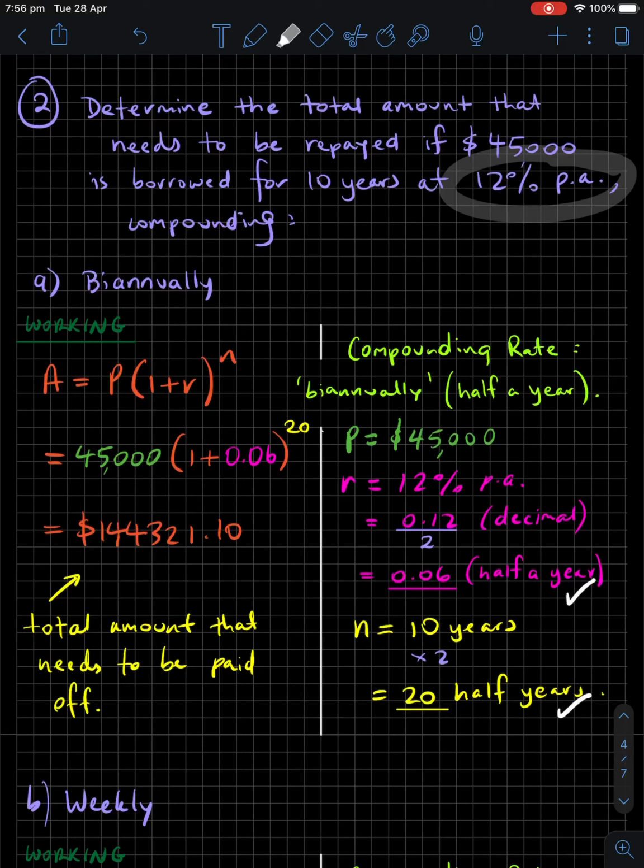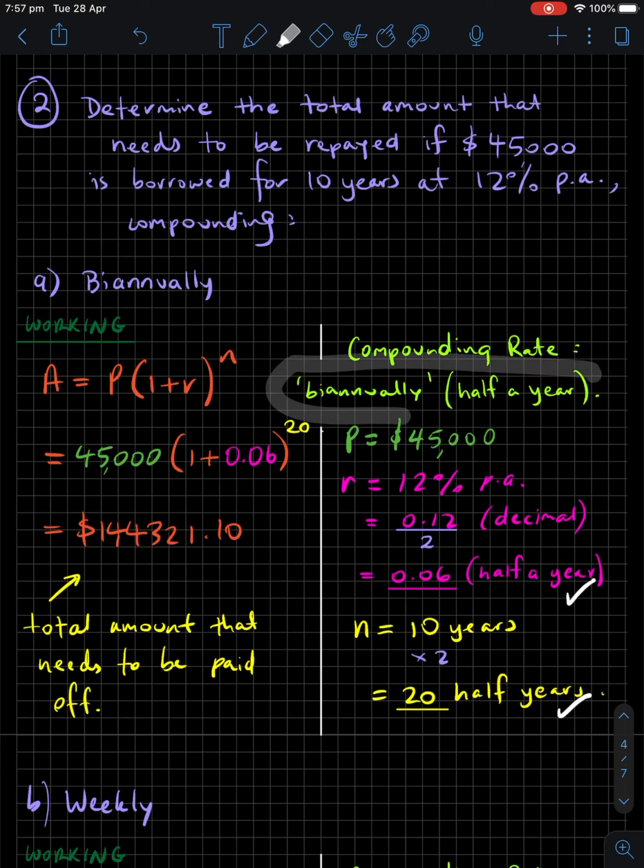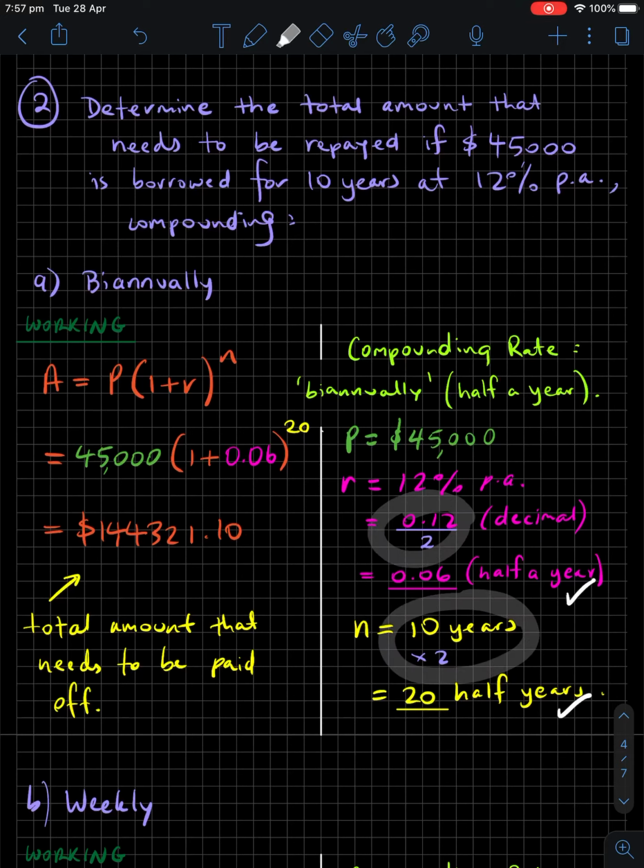And next up, we've got our N. Now, our N is 10 years, we can see here 10 years. But we need to go from years to half years. So the idea is how many half years are there in 10 years? Well, the idea here is to now multiply by 2. So you're going to get 20 lots of half a year in 10 years. So a bit of a trick is you can figure out that biannually means twice a year. So you can divide this part by 2 and you can multiply this by 2 and you get your correct values.